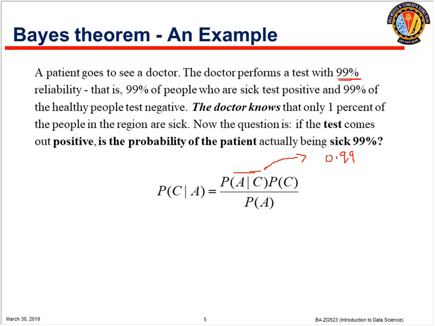Okay, the probability of the person testing positive given that he has the disease is 0.99. So that is the probability of A given C. What is the probability of C? It is the probability of the disease, which is known to be 1%, that is 0.01, or 1 by 100. Okay, and what is the probability of A now?